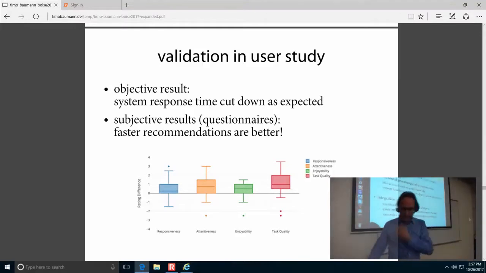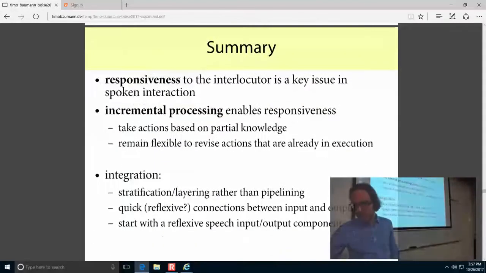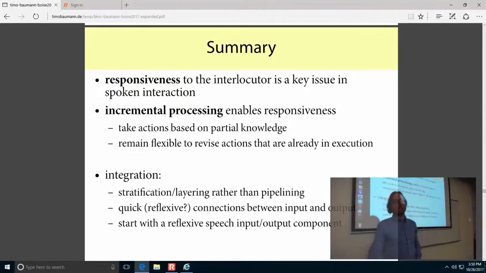So to summarize: responsiveness to the interlocutor is a key issue in spoken interaction. So if you're interacting, you want to do it quickly. If you're a computer, you actually want to do it as quickly as you can. And at least so far, we haven't seen a system that was too quick. At least I haven't. Maybe I've missed the sweet spot.